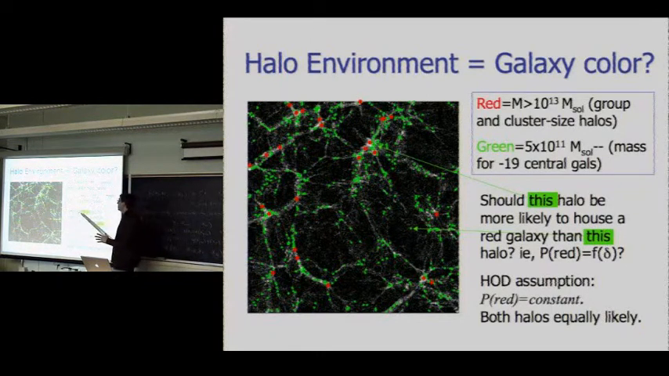And now we ask the question, should this halo here be more likely to house a red galaxy than this halo here? So we know that the formation histories of these two halos are completely different. This is a young halo, this is an old halo. I'm actually pointing at one of the green dots, it didn't matter which one. This had a tumultuous formation history, this had a very quiescent formation history. So the HOD assumption is that both of these halos are equally likely to house a red galaxy. There's no difference between the two, simply because it was a statistical argument based only upon mass. So if I make that assumption that both of these halos are equally likely to have a red galaxy at their center, can I actually match the observed statistics?